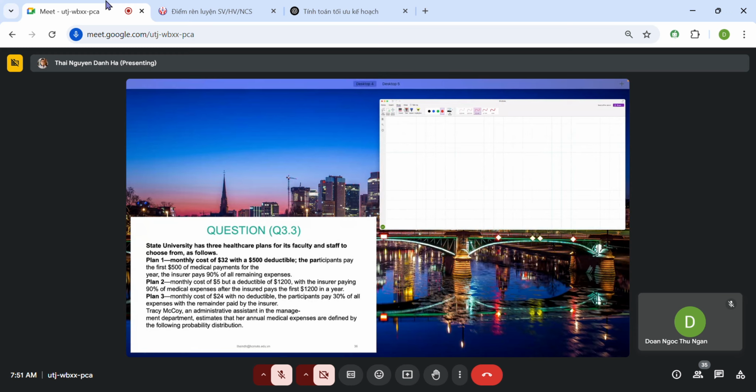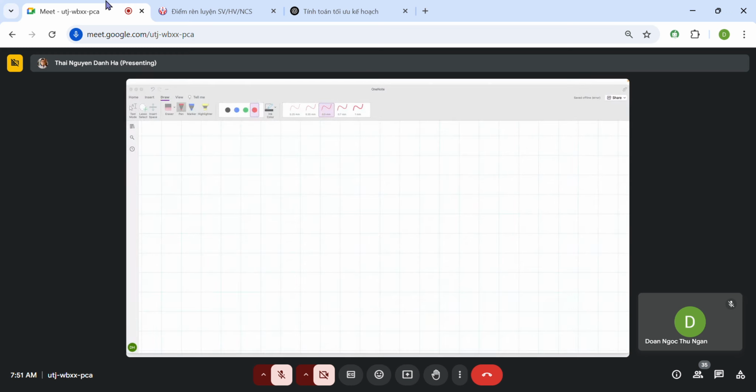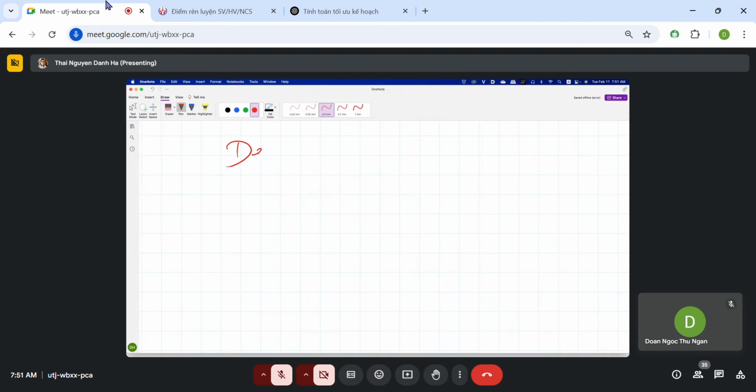Just remembering that for the decision making, we now have two different types of decision making tool. In this type, we need to use the decision tree. So for the decision tree, how many things do we need to remember?